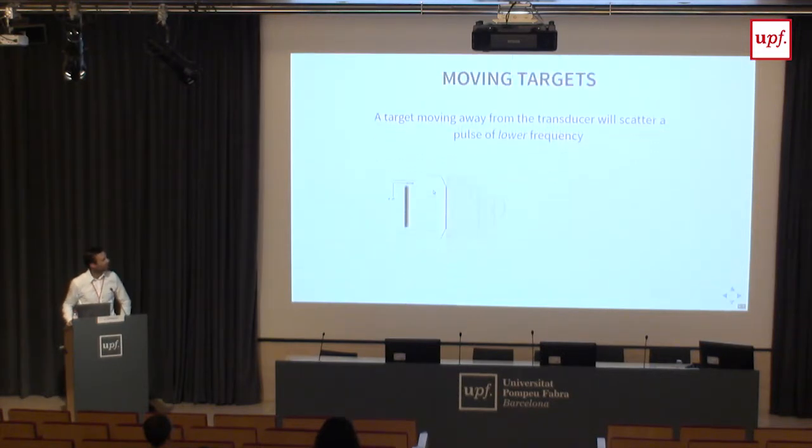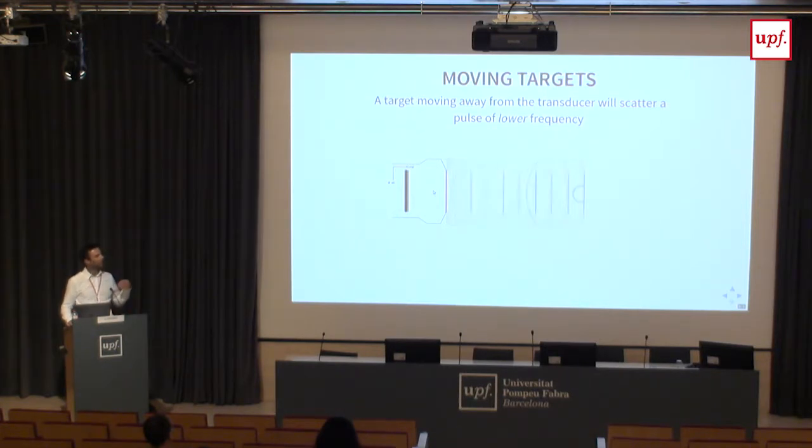Now, if the particle is moving, for example, moving away from the transducer, what happens is that the wave is getting compressed along the direction where the particle is moving, and is getting spread in the other direction. So we will still receive some echo, but it's like the particle is leaving the echo behind. So the frequency that we receive will be lower, the wavelength that we receive will be higher. And if we compare the frequency that we receive with the frequency that we send, and they are different, then we can figure out the velocity. And as you know, this is known as the Doppler effect.